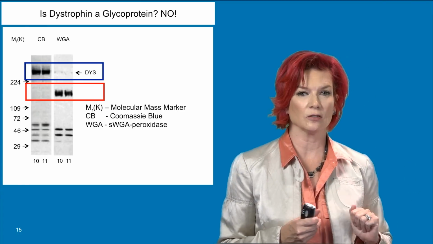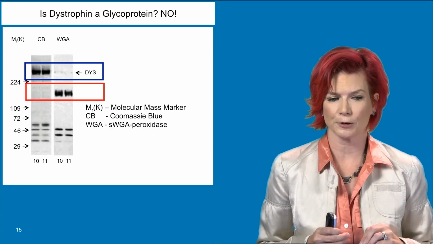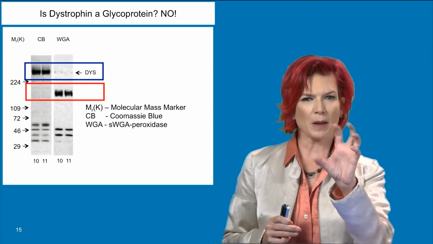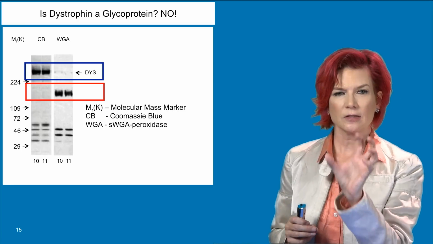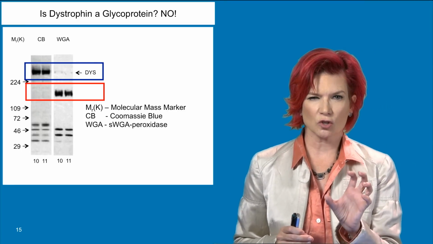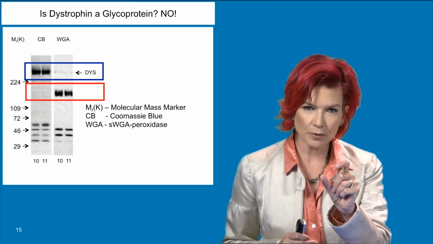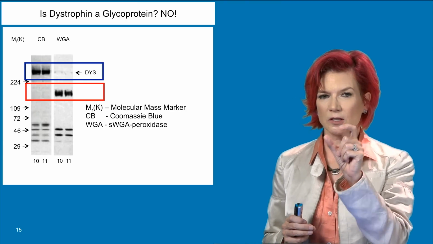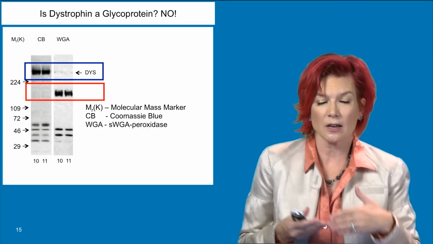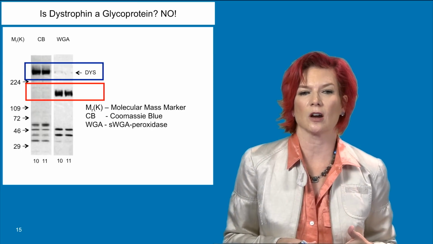It was not found in the void or the flow-through. And SWGA is a lectin that binds to a pattern of carbohydrates that decorate proteins. Okay, fine. Does that mean that dystrophin itself is a glycoprotein, or does dystrophin associate with other proteins that themselves are glycoproteins and are retained on the SWGA column?